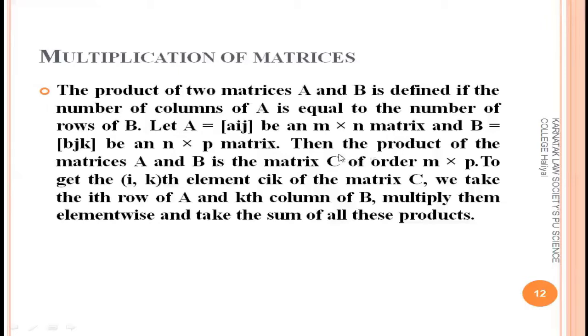And the resultant matrix is of order, see here, that A is Aij, an M cross N matrix, and B is Bjk, an N cross P matrix. There the order of A is M cross N and B order is N cross P. The number of columns in A is N. The number of rows in B is N. Both the numbers are same. Therefore, the first condition holds good. The order of the resultant matrix is M cross P. It will be clear with the help of an example.